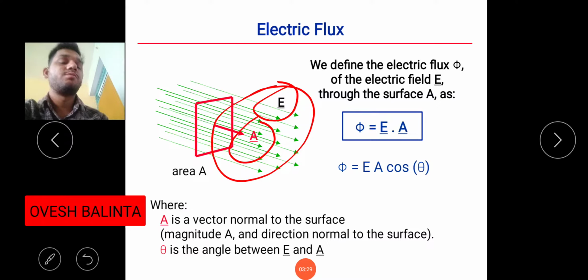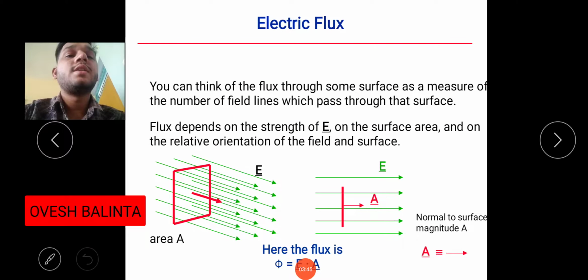Theta means the angle between our electric field and the area. Suppose this is my electric field, and suppose this one is my area. How much angle are they making? It is theta. Okay, so we are going to our next slides.